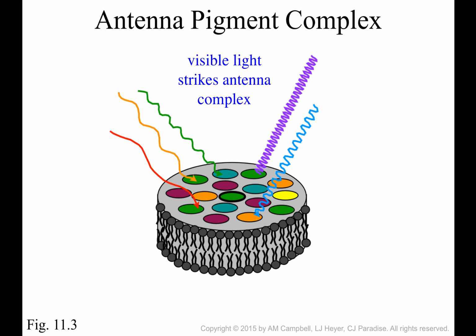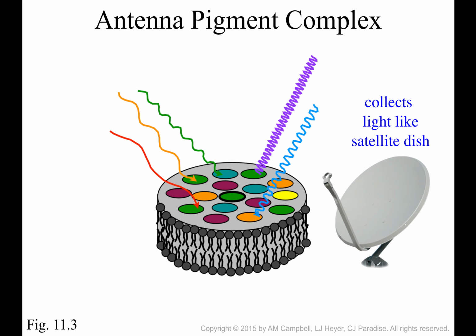So what happens is light will strike the thylakoid membranes, which have pigments in them. Those pigments absorb that light, and the electrons in the outer energy shell of their atoms get excited, and they go to a higher energy level when they get excited.